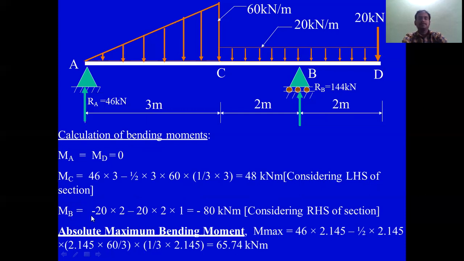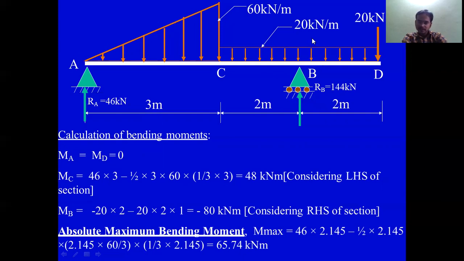Next step, bending moment at B. At this point B, you can consider LHS or RHS. Minus 20 into 2, minus 20 into 2 into 1. So how did we get this expression? Let us see. MB, moment at B. Considering the RHS, the right side, the 20 kilonewton in downward direction is minus 20 into B.